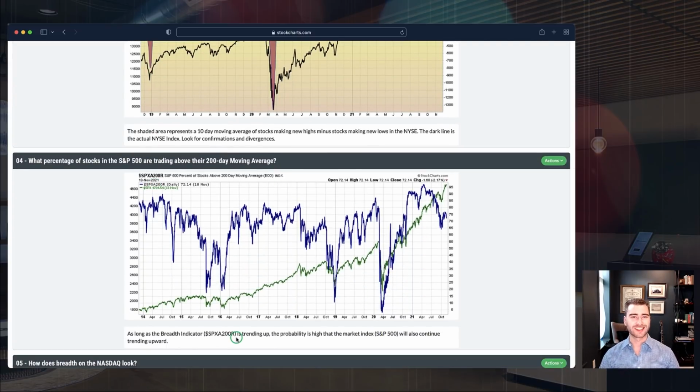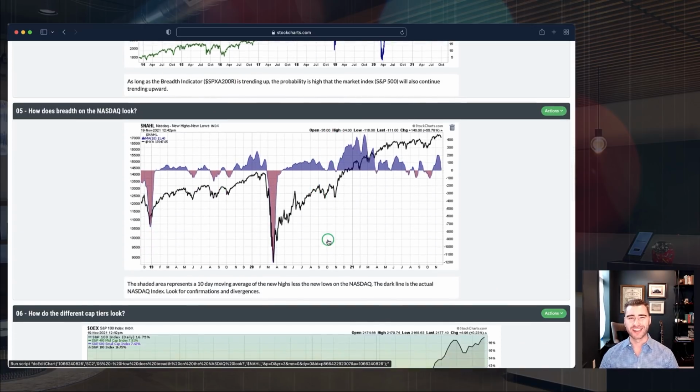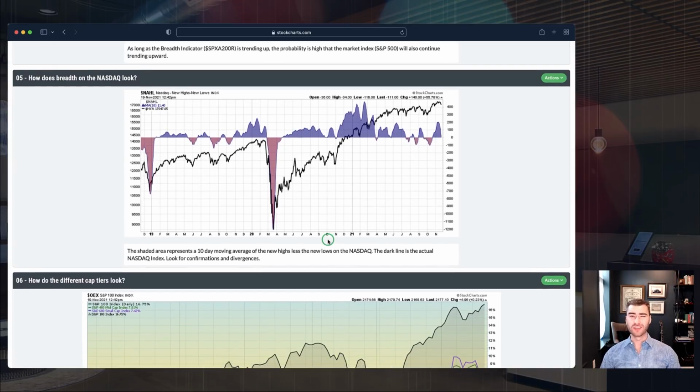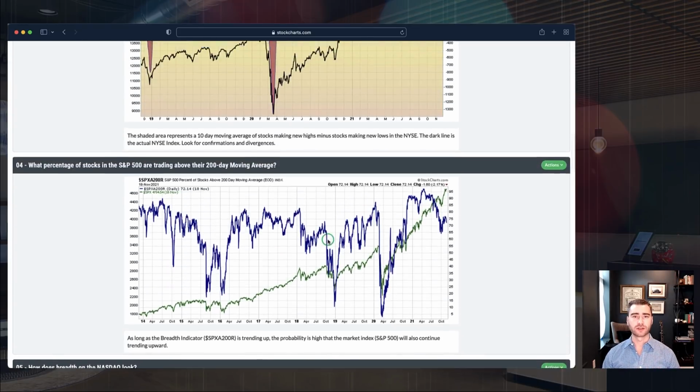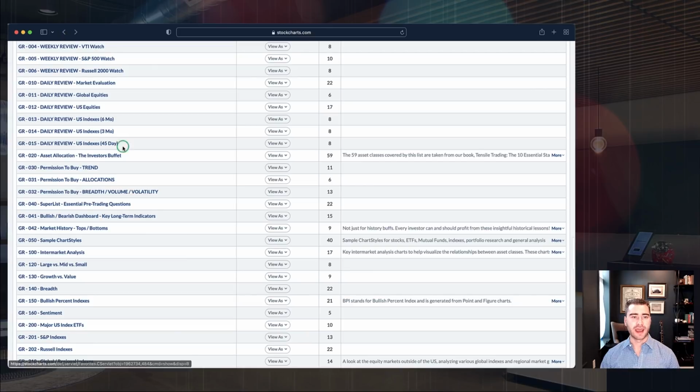What percentage of stocks in the S&P 500 are trading above their 200-day moving average? A look at breadth here. How does breadth look on the NASDAQ? So we can sort of dive into all of these different essential pre-trading questions, things that you should be asking yourself about the market on a daily basis, and especially on a weekly basis. So some of those essential pre-trading questions, as we call them.